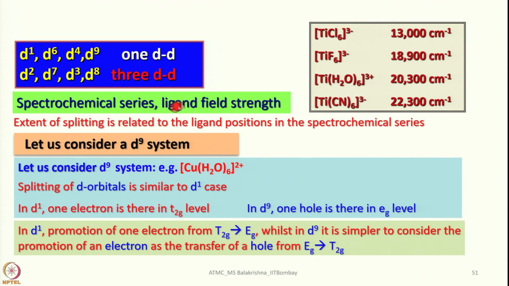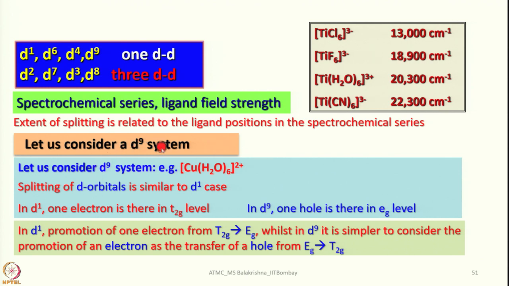Now, the spectrochemical series and ligand field strength play a major role in deciding the value of this one absorption. The extent of splitting is related to the ligand's position in the spectrochemical series. For example, here is a comparison with titanium 3+ kept constant and ligands varied, going from low field to high field. The minimum gap is in the d1 system with chloro, that is 13,000. With fluoro it is 18,900, and with water, better than fluoride, 20,300, which I showed you in the previous slide. With hexacyanotitanate the gap is very large, and as a result more energy is needed, reflected in the value 22,300.